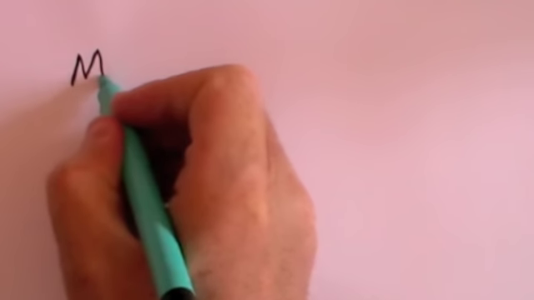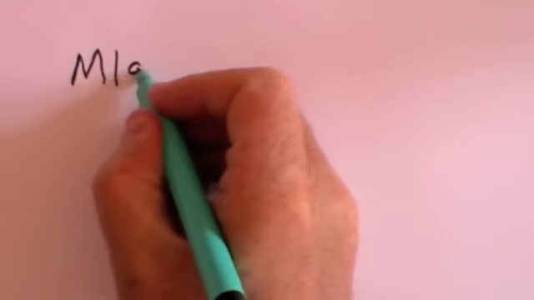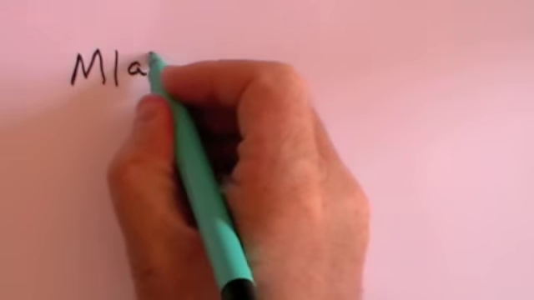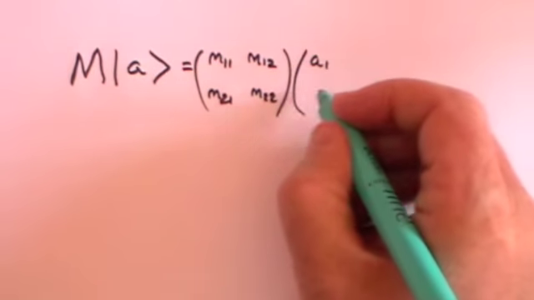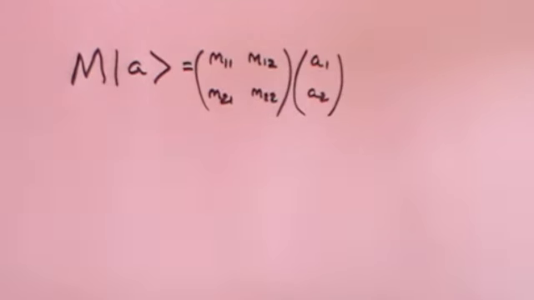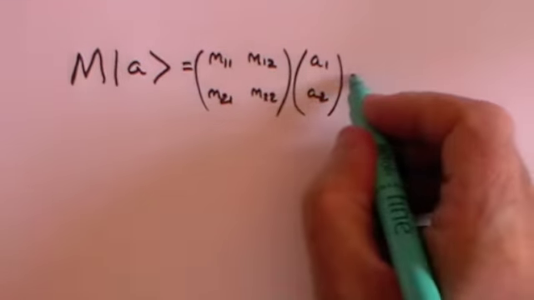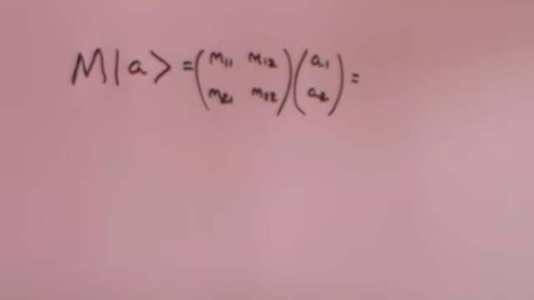I'm afraid we need to continue with the maths a little further, because now we want to ask what happens if we have a matrix and we apply it to a ket vector. Well, we can write that out. I'm going to do this in 2 dimensions to save time. So M11, M12, M21, M22. That's the matrix. The vector is A1, A2. And if you multiply that out, you will get another ket vector.